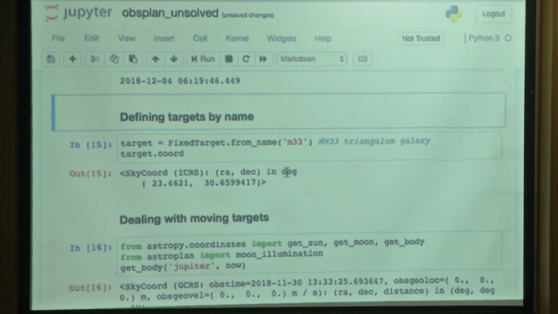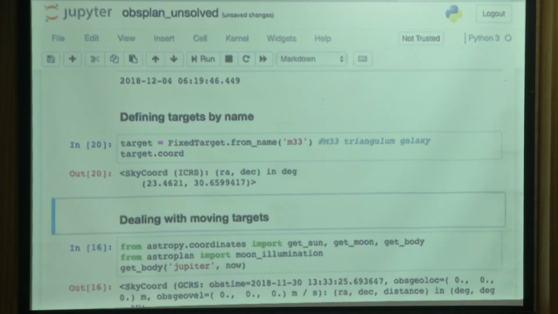Another way to define our objects is to define them by name. So Astroplan already has a catalog of names, and a lot of targets have already been saved. All the Messier objects, for example, the NGCs, a lot of stars, and so this is an easier way to do it. You define a target using the fixed target from name, right? So here I am creating a fixed target object from name for M33, and these are the coordinates.